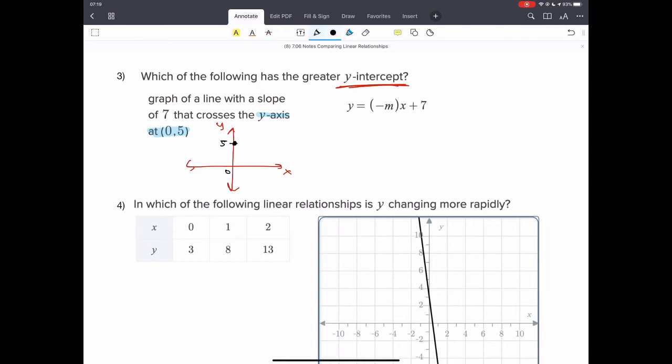On the right-hand side, the linear relationship is y equals negative m multiplied by x plus 7. So this is in slope-intercept form, and my y-intercept is right there, and it's positive 7. So I'm comparing which one has the greatest y-intercept. It's this. This one has a y-intercept of 7, so it's higher up on the y-axis. If I was to draw a graph for this one, it'd be at 7 on the y-axis.